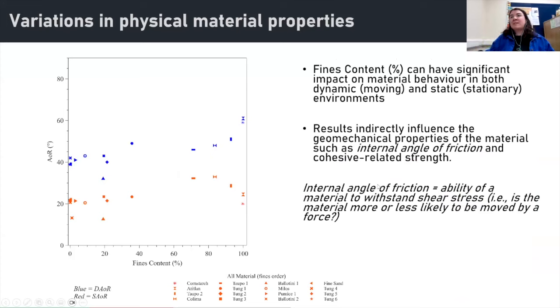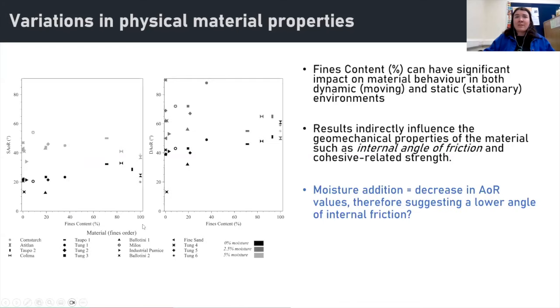And these results begin to indirectly influence the geomechanical properties, and we can begin to think of things such as internal angle of friction and their behaviour on cohesive related strength. And so here again, we've added moisture to the equation, and we're still getting this kind of decrease in angle of repose, and therefore maybe a decrease in internal angle of friction, which is quite important in understanding shear strength of a material.